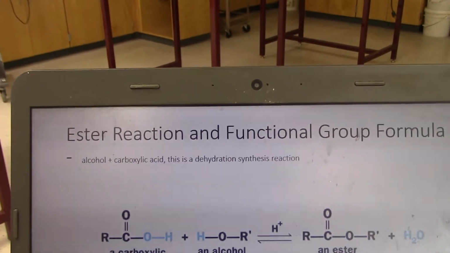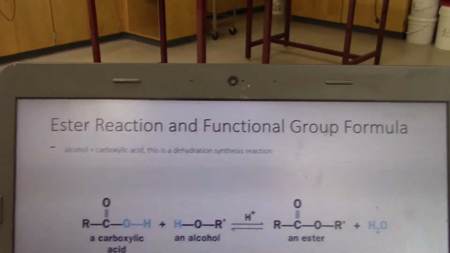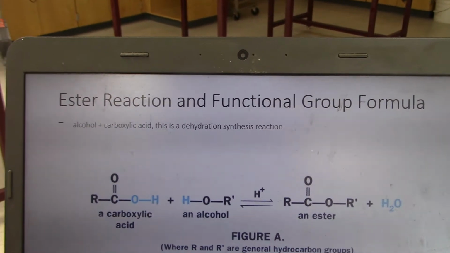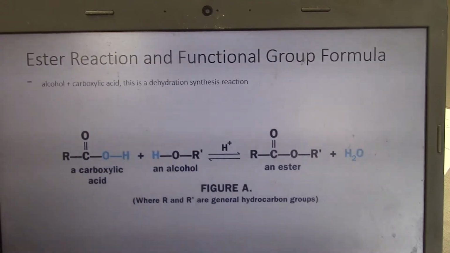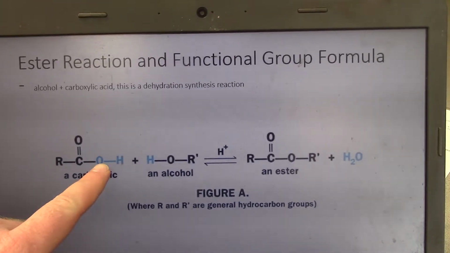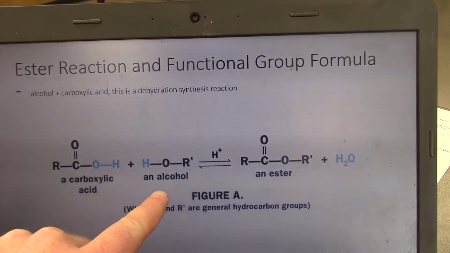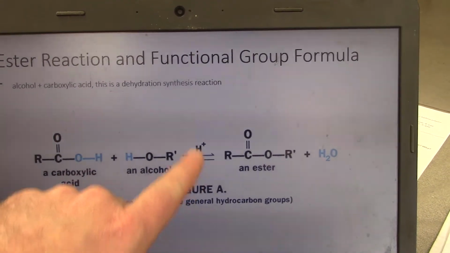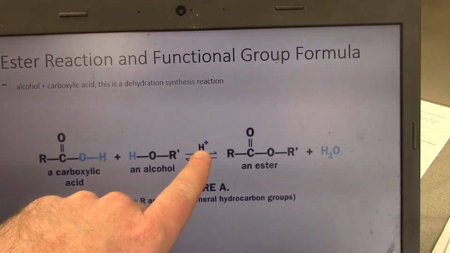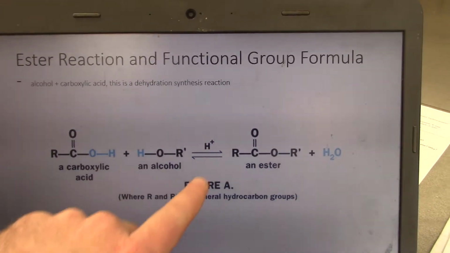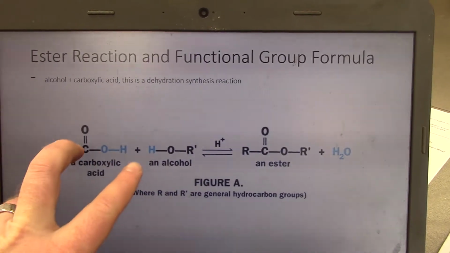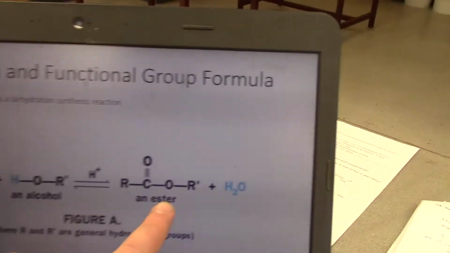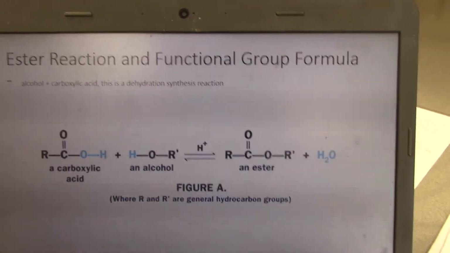The way that esters are formed, if you see the ester reaction in the functional group formula, is an alcohol plus a carboxylic acid, and we use dehydration synthesis. You can see that there's the OH part of the carboxylic acid and the H of the alcohol, and H2O is removed with a strong acid. If this was as accurate as it could be, this would say H3O+, but we use an acid to dehydrate these two molecules to open bonding spots up to make an ester. So it's alcohol plus carboxylic acid makes ester plus water.